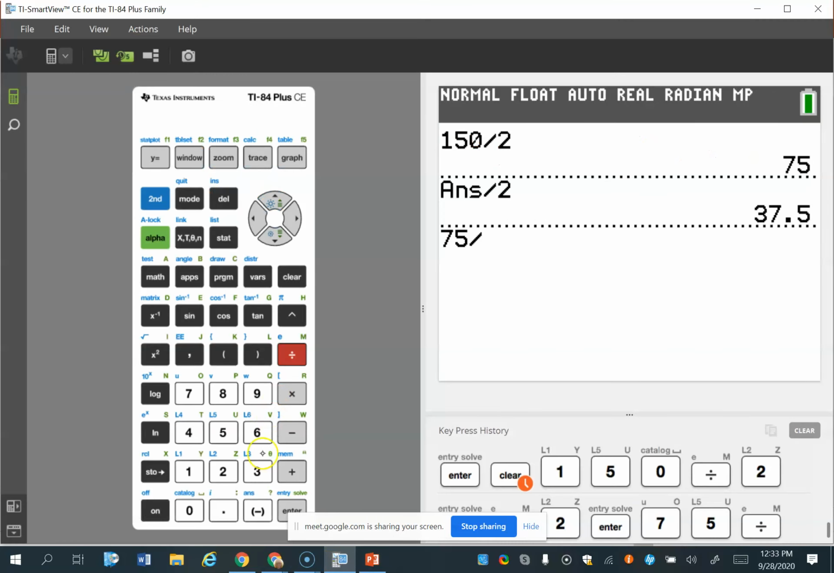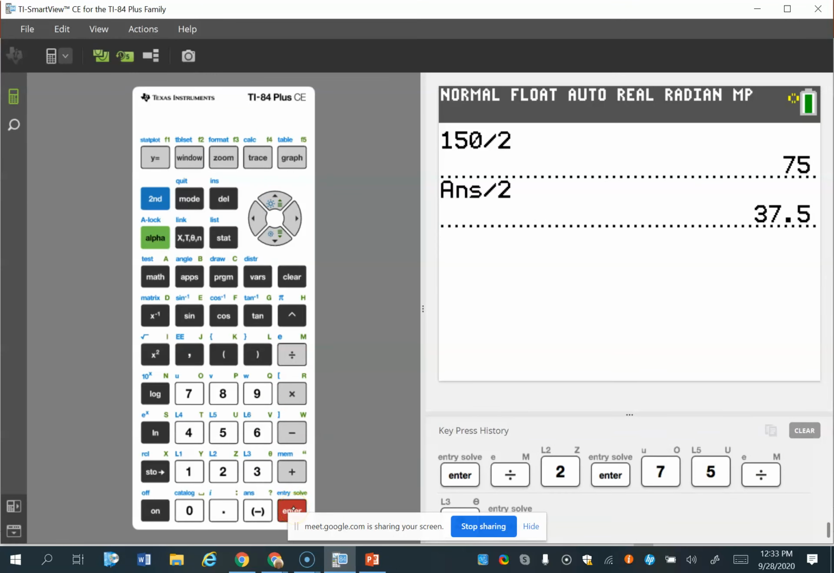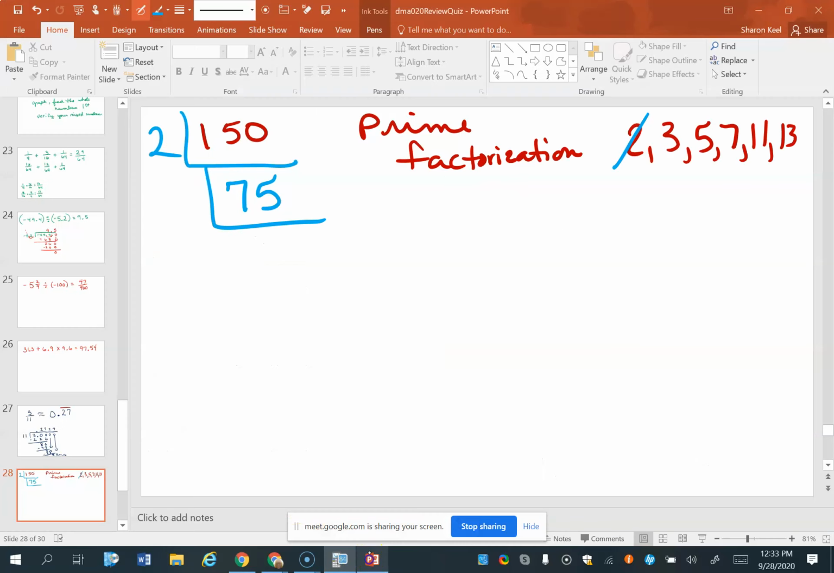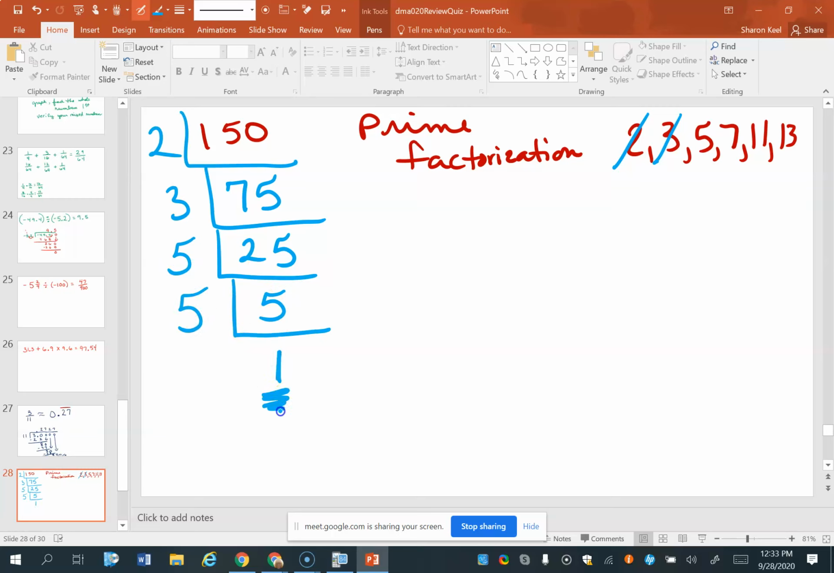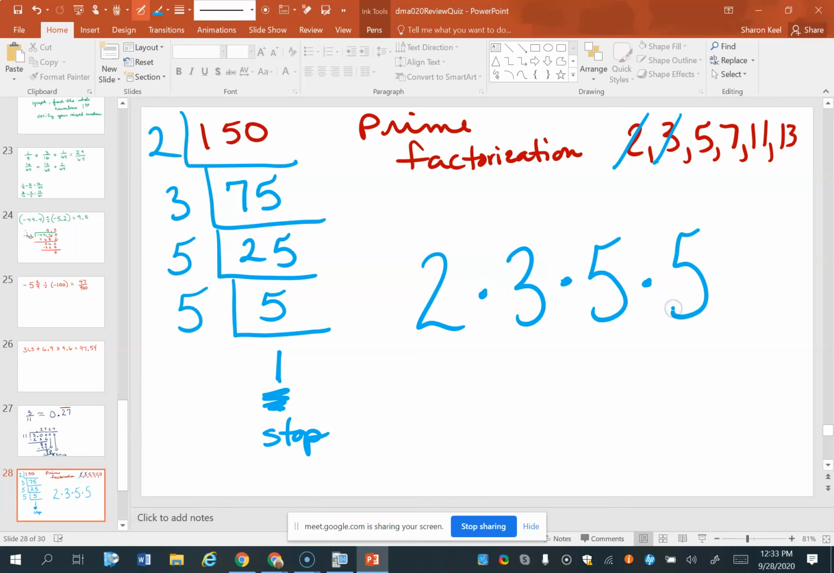So 75 divided by 3 goes evenly 25 times. Does 3 go into 25? No, not evenly, but 5 does. 5 goes into 25 5 times. 5 goes into 5 once. When you get to the 1, that's when you stop. Your final answer is going to be 2 times 3 times 5 times 5. These numbers that are in the left column, that is your prime factorization.